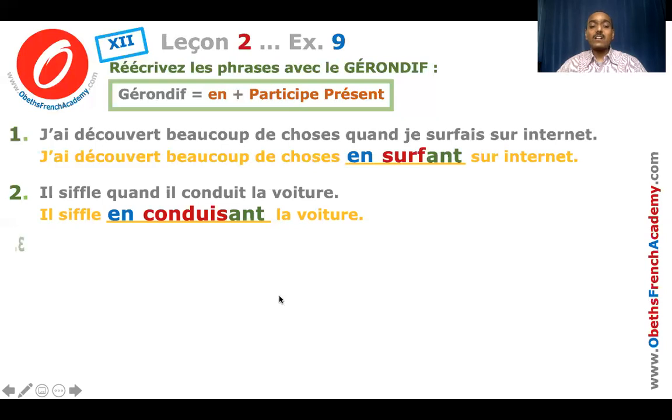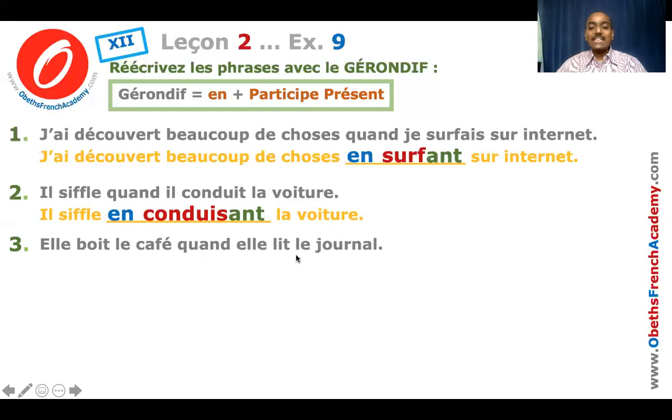Let's check out the third sentence. Elle boit le café quand elle lit le journal. She drinks coffee when she reads the newspaper. So what we will do is, for the second verb after the expression quand, we'll put the verb lire in gérondel form. So she is drinking coffee while reading the newspaper.